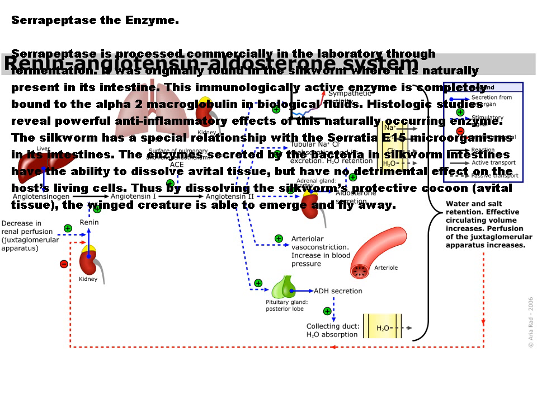The silkworm has a special relationship with the Serratia E15 microorganisms in its intestines. The enzymes secreted by the bacteria in silkworm intestines have the ability to dissolve avital tissue, but have no detrimental effect on the host's living cells. Thus, by dissolving the silkworm's protective cocoon, avital tissue, the winged creature is able to emerge and fly away.